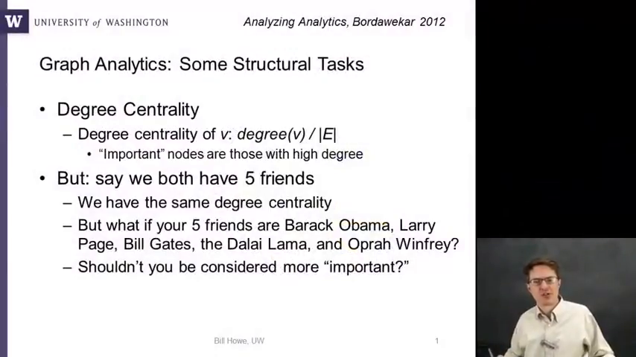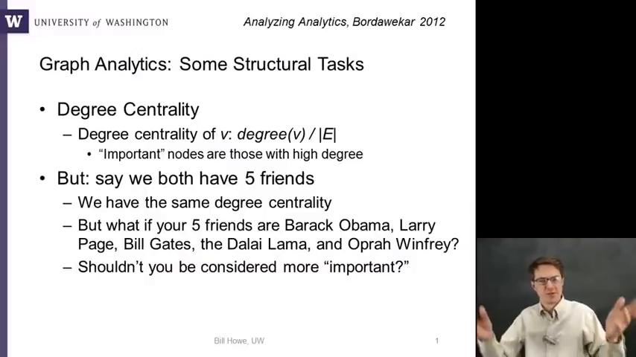So we talked about a couple different notions of centrality, and one more is degree centrality, which is just the degree of a vertex divided by the total number of edges, right? So this is the fraction of all the edges that touch me. Okay. And so maybe this is a good candidate for our, we're seeking some notion of importance of a vertex in a graph. All right.